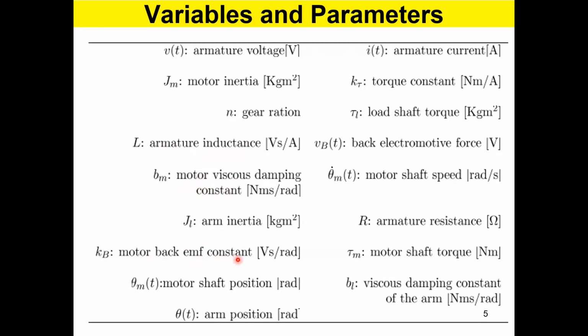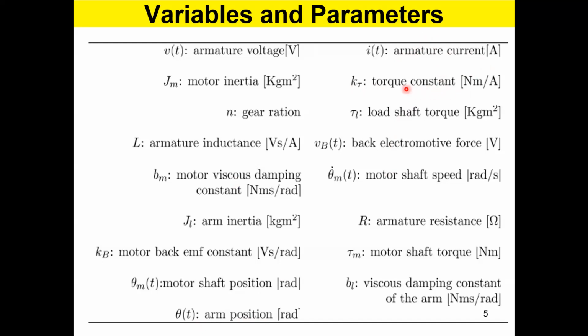How many volts it generates as it turns at 1 radian per second. So when you have 2 radians per second, 3, 4, 5, 6, you produce that many volts as back EMF. Theta M, motor shaft position, theta, arm position. Then the current through the circuit, armature current. Then K tau, torque constant.